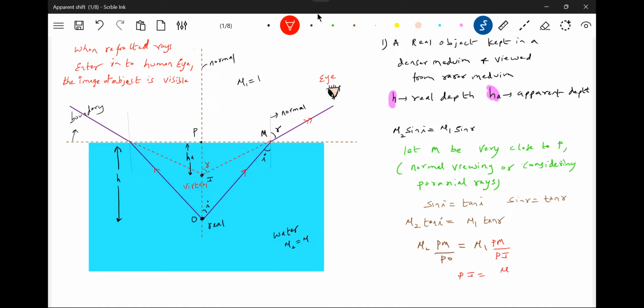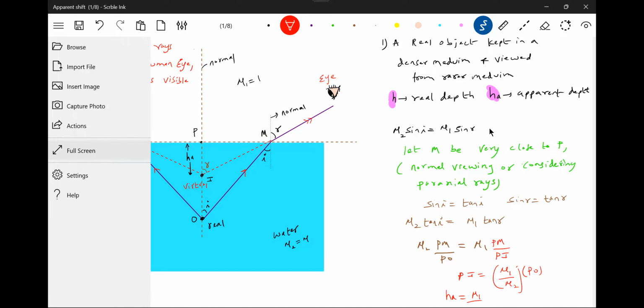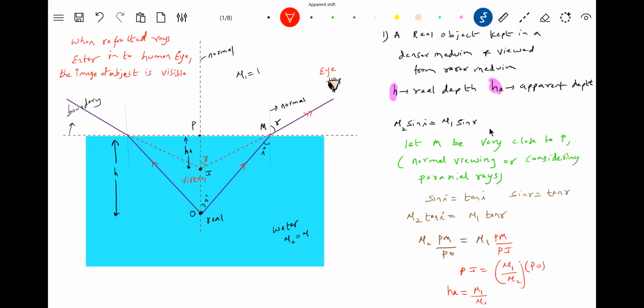I'm interested in PI, that one. So mu 1 by mu 2 into PO. What is PI further? This will be HA. This will be mu 2 into HA, real depth. If this is air and this is water, then mu 1 will be 1, then the apparent depth will be, because mu 1 equal to 1, mu 2 equal to mu, if you substitute here. Already we have defined apparent depth and the real depth.